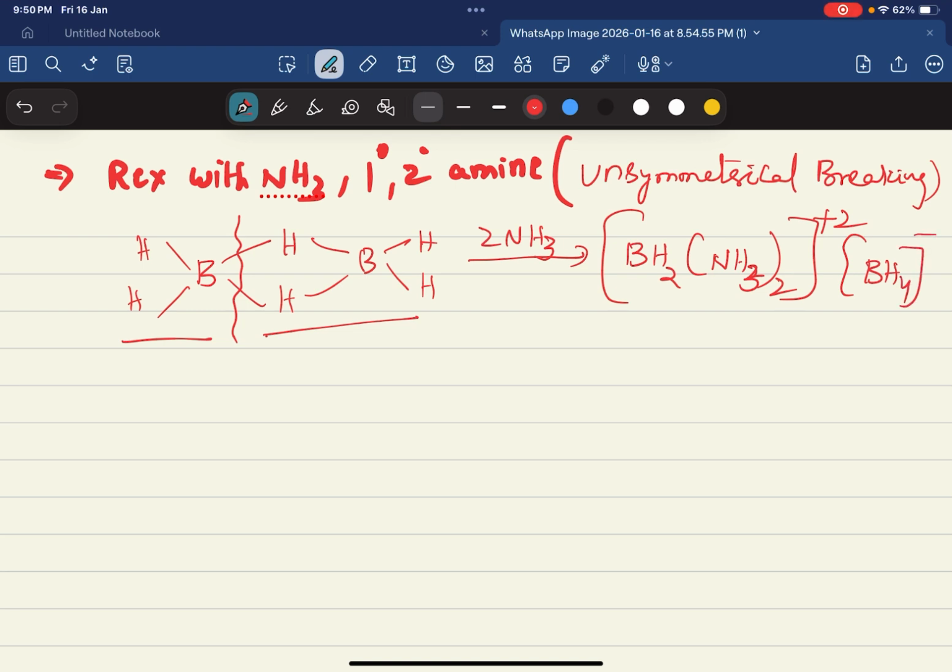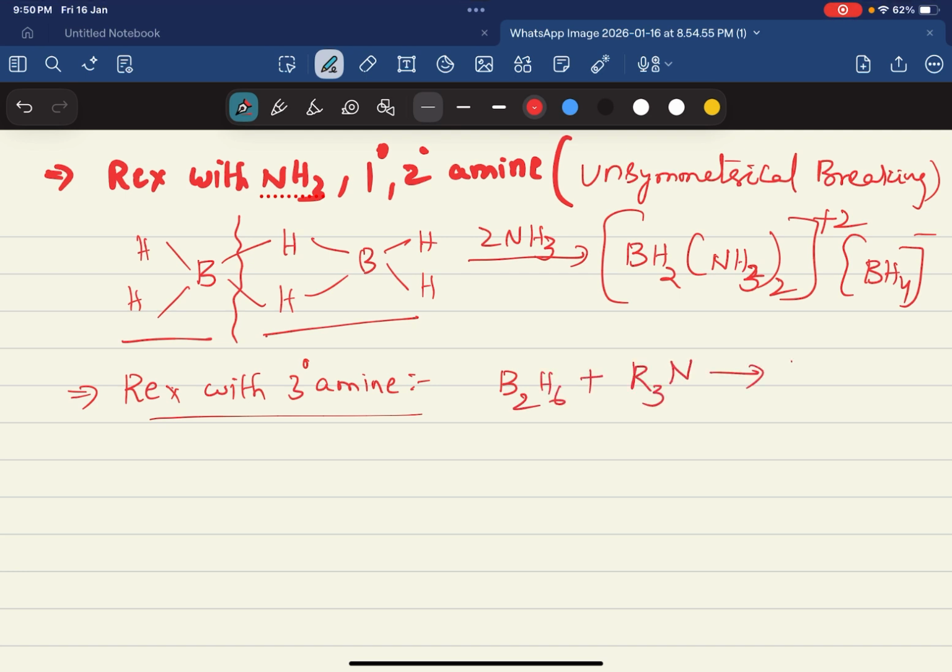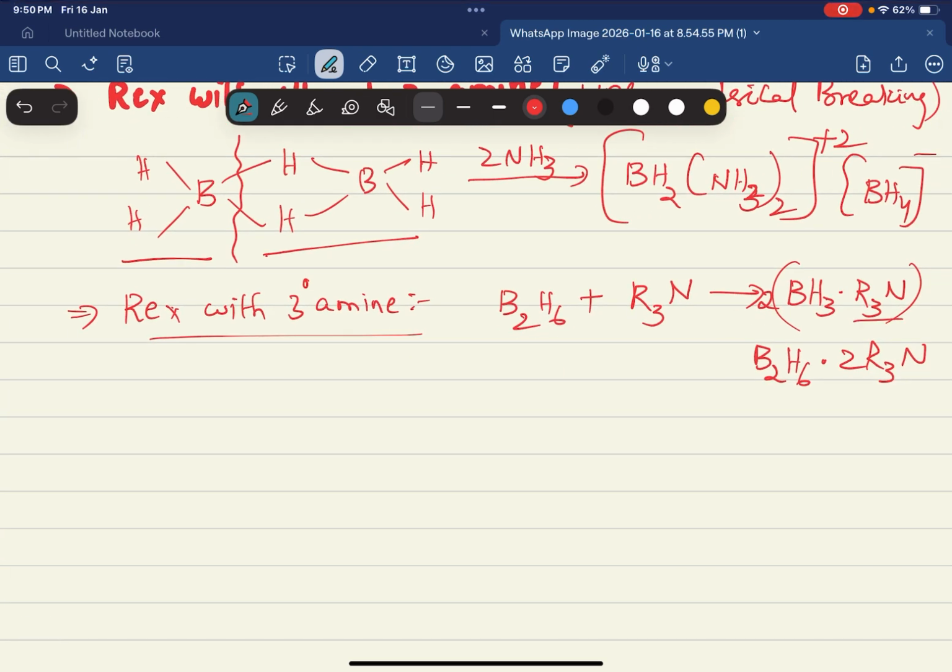And reaction with a tertiary amine, what happens? With the tertiary amine, the breaking happens equally. B2H6 with R3N will give BH3 and R3N, a complex is formed. So this will form 2 moles. We can write 2 moles of BH3 to R3N with a coordinate covalent bond. Because amines are basic in nature and BH3 is a Lewis acid, between them homolytic or symmetrical breaking happens, and later the complex is formed.